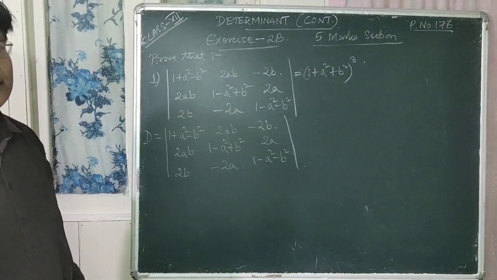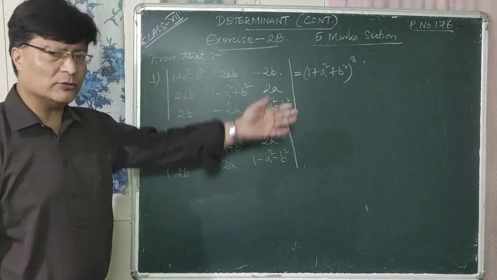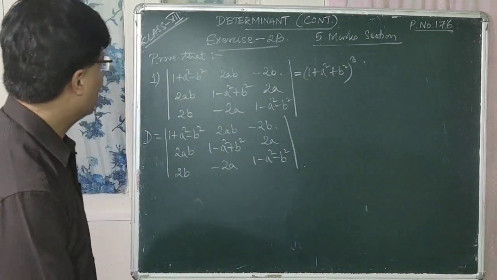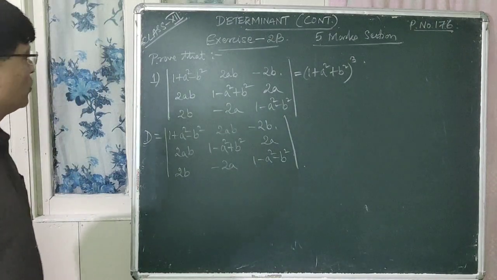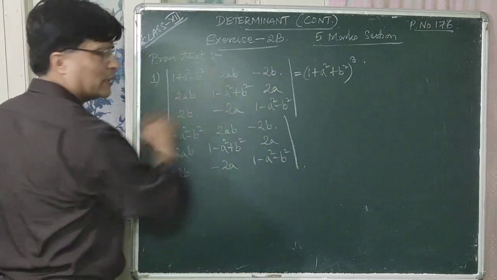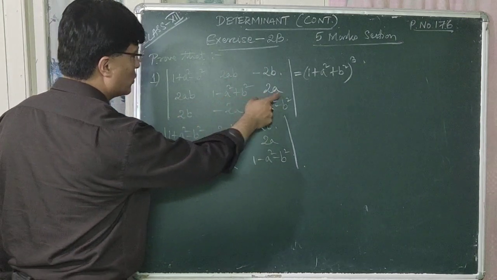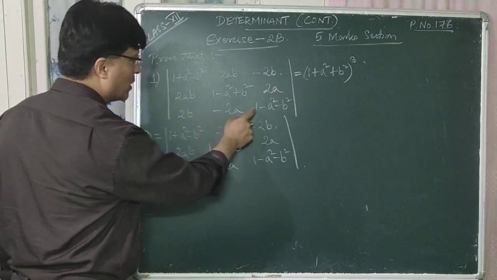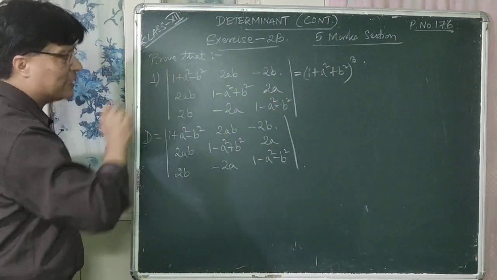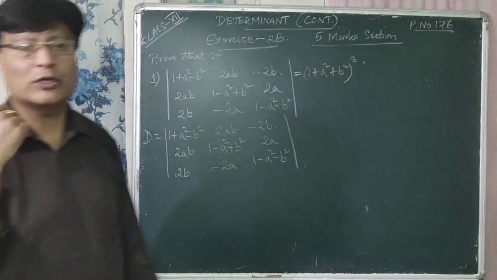In ICSE and CBSE this question has come. You prove LHS is equal to RHS. So now what is the first row here? 1 plus a square minus b square, 2ab, minus 2b. What is the second row? 2ab, 1 minus a square plus b square, 2a. Then 2b, minus 2a, 1 minus a square minus b square. You have to prove that this is equal to 1 plus a square plus b square whole cube.